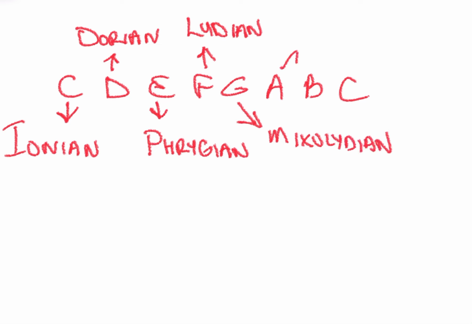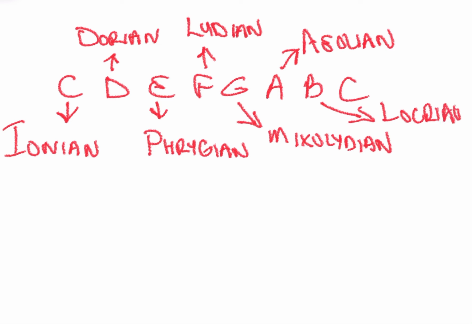Sixth scale degree, this is Aeolian. And the seventh scale degree is Locrian. And these all sound different than the major scale because the relationships of half steps and whole steps between the different scale degrees changes. You can think of it this way too.